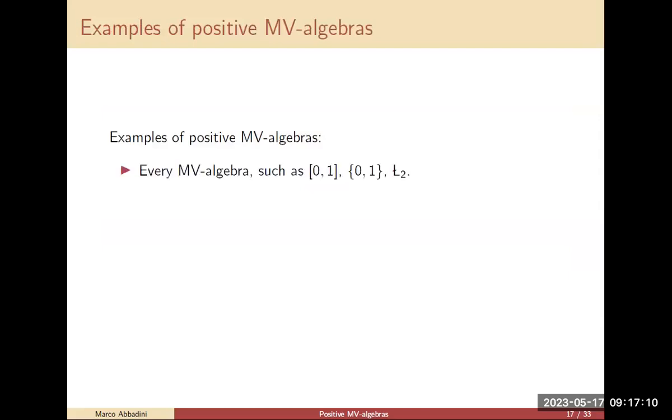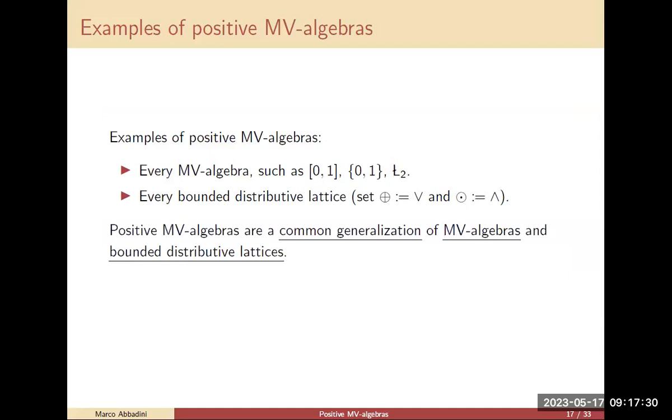And let's see some examples. Every MV-algebra, so take the unit interval, the two-element set, as we have every bounded distributive lattice. Here, take a bounded distributive lattice and you define plus as join and times as meet. So in fact, positive MV-algebras, you can think of them as a common generalization of MV-algebras and bounded distributive lattices. So as a rough idea, positive MV-algebras enjoy the properties that are enjoyed by both MV-algebras and bounded distributive lattices, more or less.